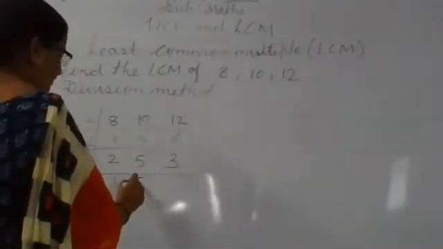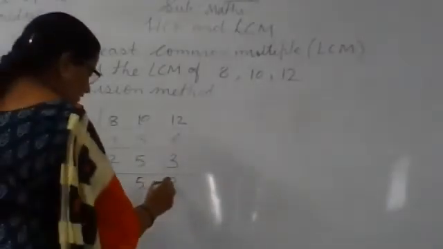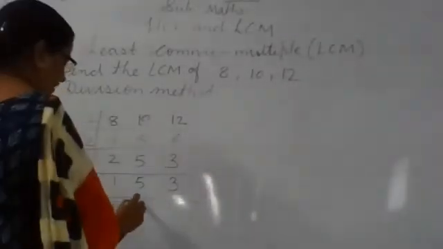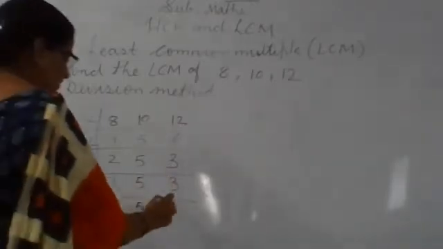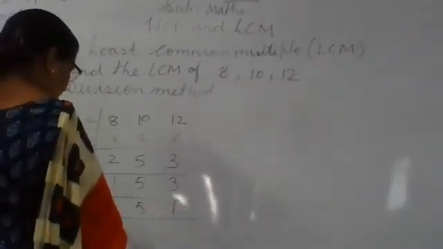Okay, so you can write like this. 2 1s are 2, 5 write down as it is, 3 as it is. Now take another prime, 3. 5 is not divisible by 3, so write down 5 as it is, and 3 1s are 3. Now what is left? 5 is left. So take another prime, 5. Now see, our remainder is 1. So if you multiply all this, you will get the LCM of 8, 10 and 12.